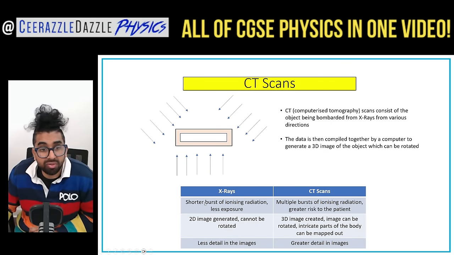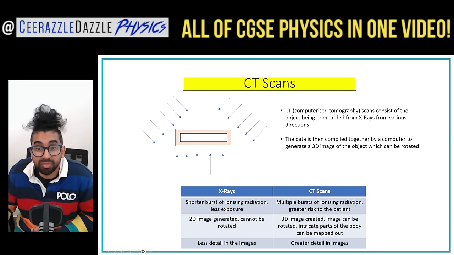Pros and cons. X-rays have a shorter burst of ionizing radiation, so there's less exposure, but it's a 2D image generated, so there's less detail in the images. CT scans have multiple bursts of ionizing radiation, so there's a greater risk to the patient. A 3D image is created, the image can be rotated, and there's greater detail in the image.